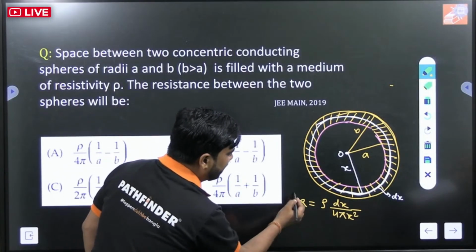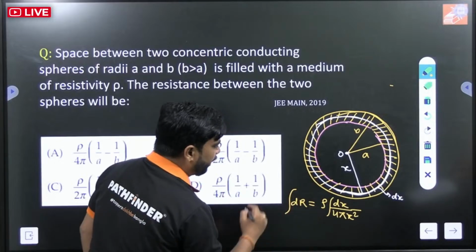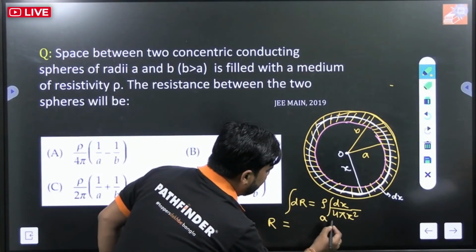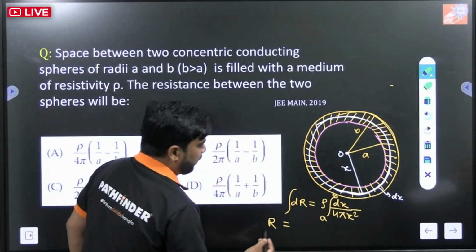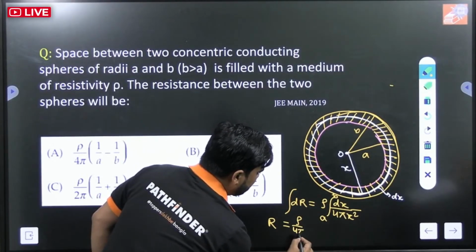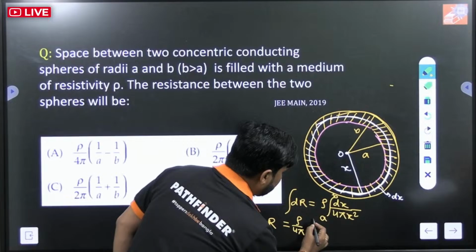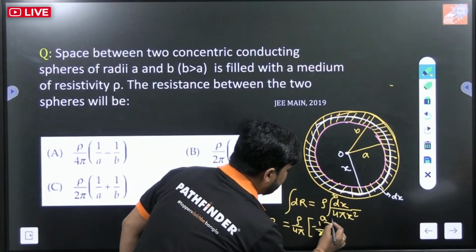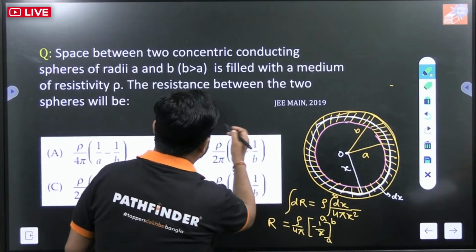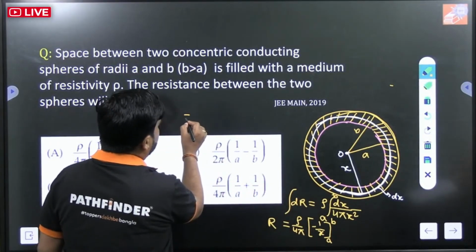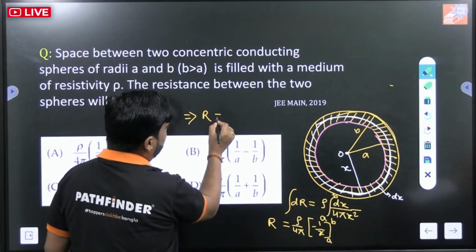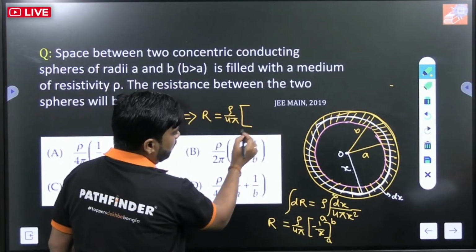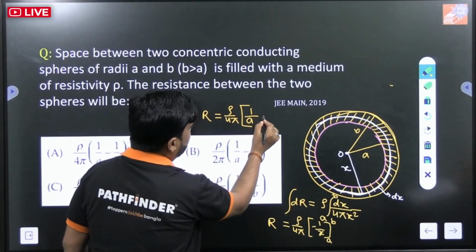So let's integrate this dR. 4 pi constant है, बाहर आ जाएगा, dR का इंटीग्रेशन हो गया R, and what is the limit of integration? a to b. So rho by 4 pi will be out. Integration of 1 by x square is minus 1 by x. Limit of integration is a to b. So finally, after putting the limit, what you are going to get? R is equal to rho by 4 pi, और यहाँ पे इसका वैल्यू क्या होगा, 1 by a minus 1 by b लिख दो?